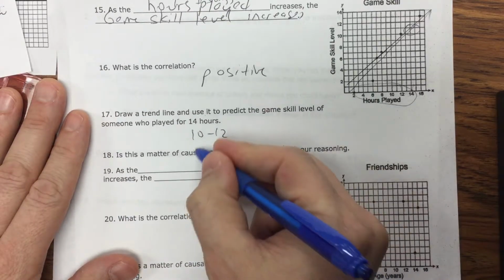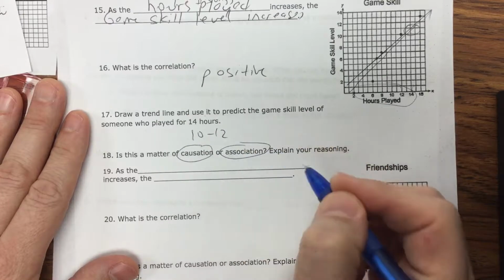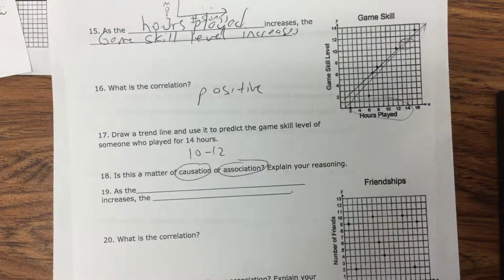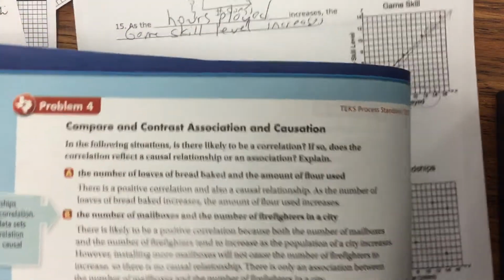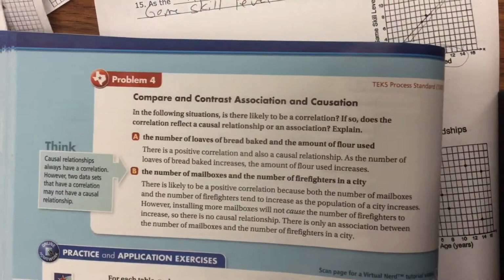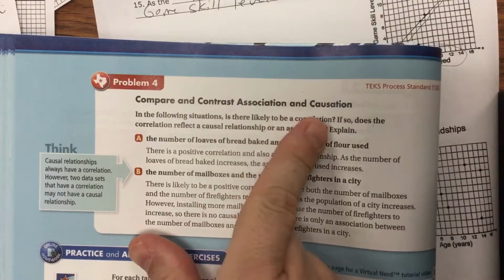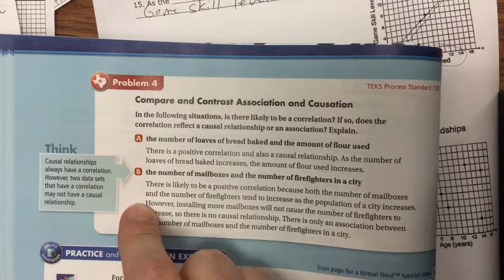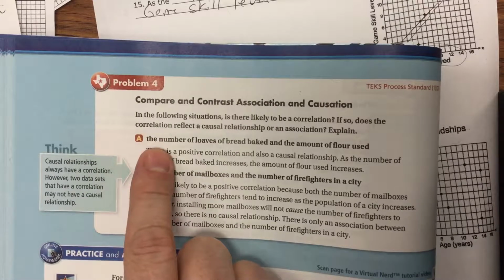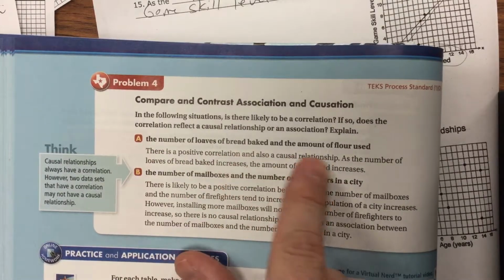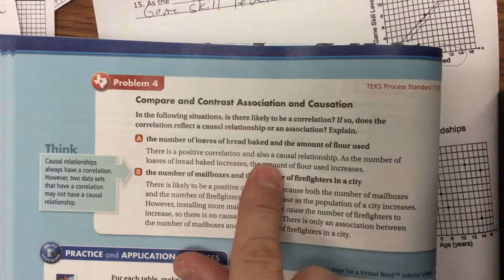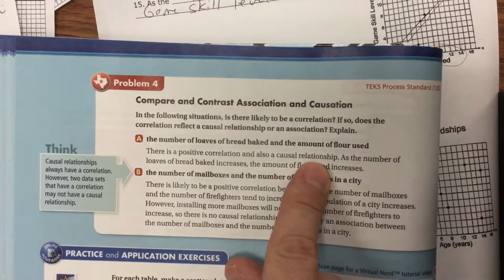Is this a matter of causation or association? Okay, let me explain real quick what those are, in case you missed that when I cover it in class. In the book, they talk about association and causation. An example of causation would be the number of loaves of bread baked and the amount of flour used. There's a positive correlation and also a causal relationship.